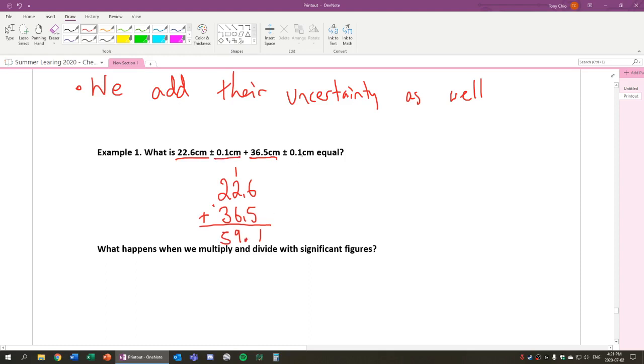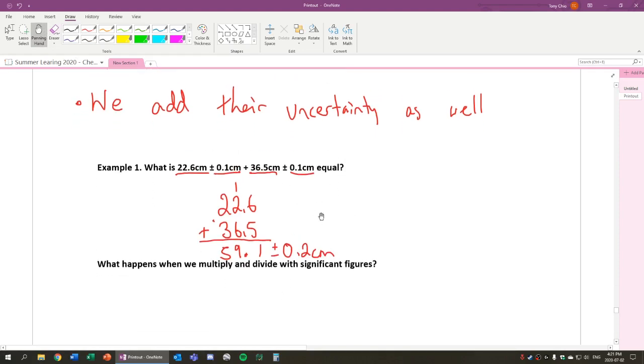Now what is the uncertainty? You also add these uncertainties, because your range of answers can now be, instead of 0.1 of a centimeter, 0.2 of a centimeter, because you could be minus 0.1 here and minus 0.1 here, which means your value is actually minus 0.2 centimeters away. So that's how you deal with uncertainty if you're adding or subtracting them.